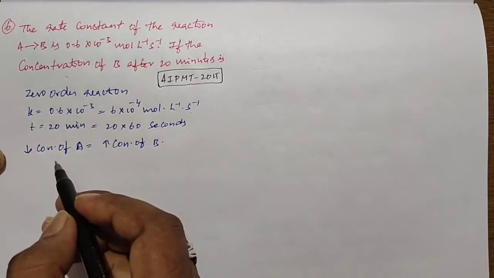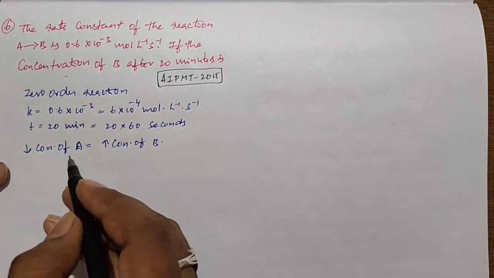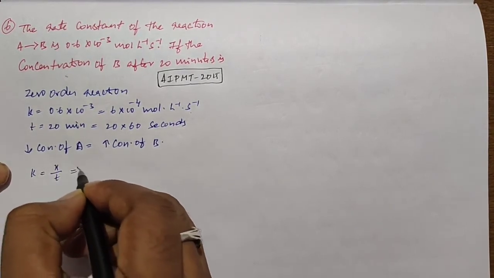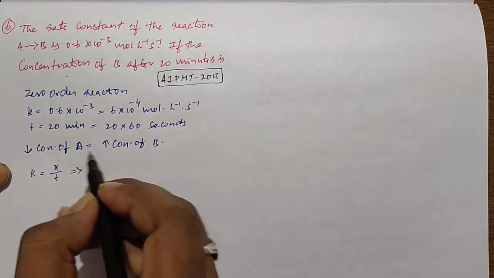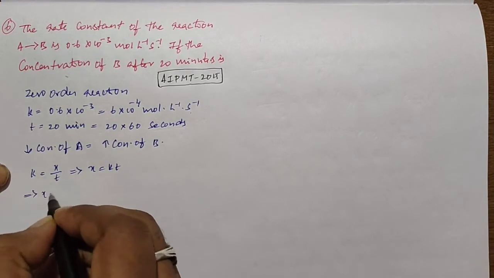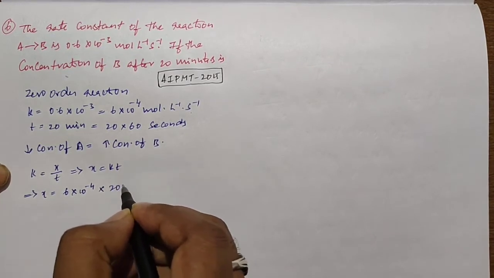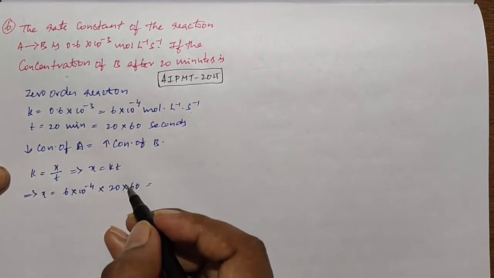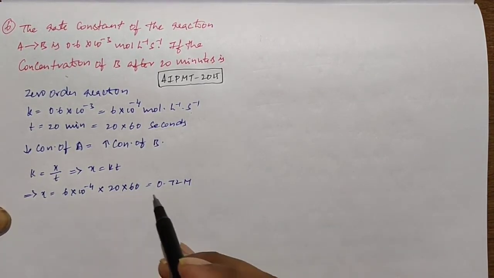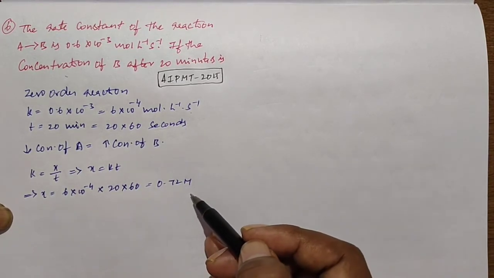For a zero order reaction, the integrated rate equation is K = x / t. Here x is the decrease in concentration of A or the increase in concentration of B. Then x = Kt. Now x = 6 × 10^-4 × 20 × 60. After simplification of all this, we get 0.72 molar. So the decrease in concentration of A, or the increase in concentration of B, is 0.72 molar.